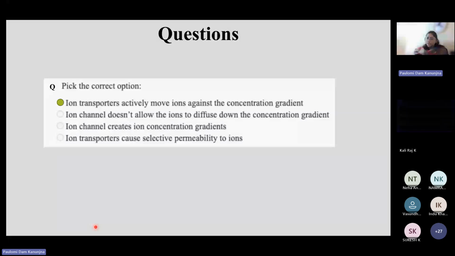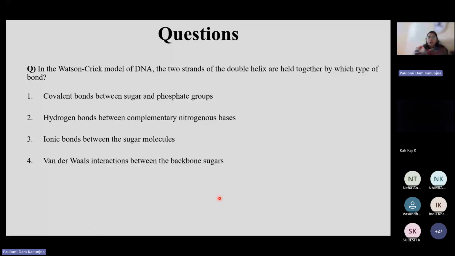Okay. And almost everyone got it right, so that's great. Now we come to the second part, which is DNA. Again, quickly, topics which I couldn't cover. In the Watson-Crick model of DNA, the two strands of the double helix are held together by which type of bond? Easy. Remember A to T and G to C? Which bonds are holding these nucleotides? Yes, hydrogen bonds between complementary nitrogen bases.